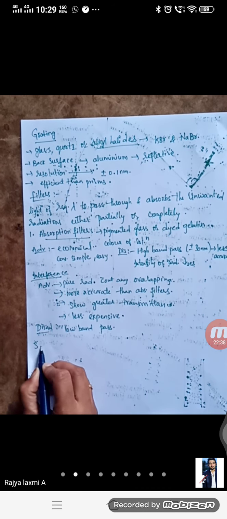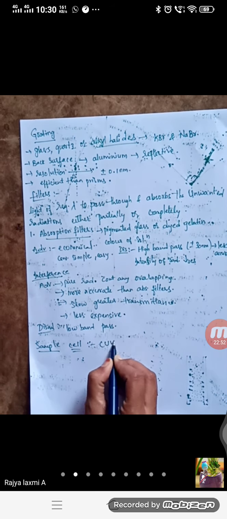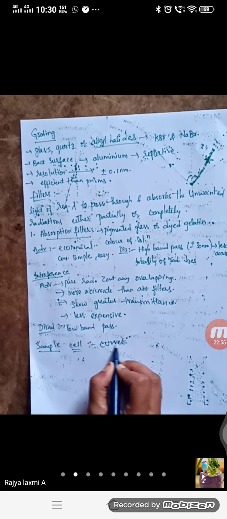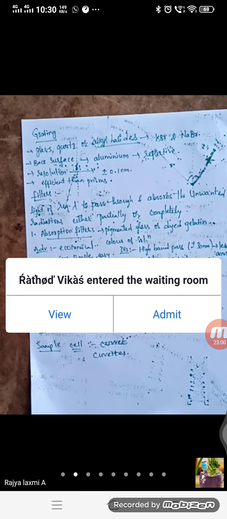Next is the sample cell, or sample holder. Sample cells or sample holders are simply cuvettes. You have already seen cuvettes. These cuvettes are used to hold the sample solutions.